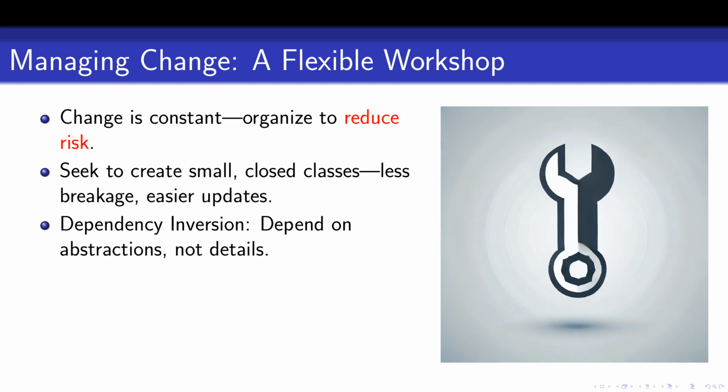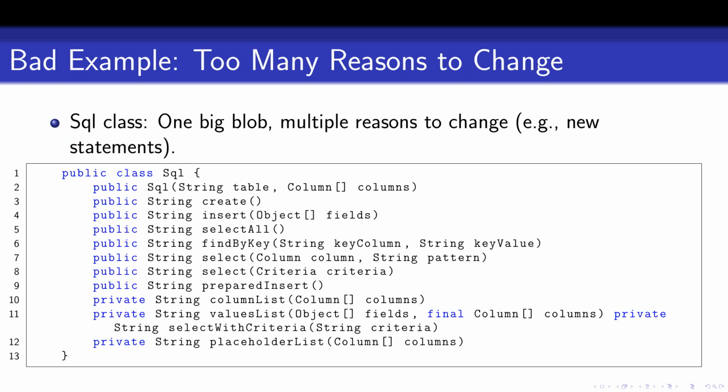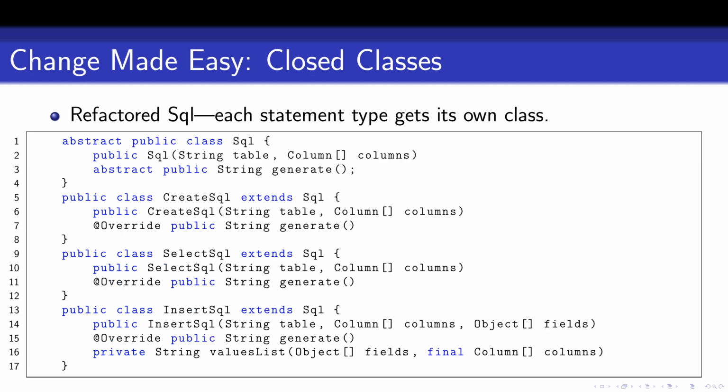Managing change is critical because software evolves constantly. We should seek to refactor large classes into small, closed classes, each handling one task to minimize impact. Use dependency inversion to depend on abstractions, not details, ensuring your codebase stays flexible and resilient to updates. A poorly organized class, like a massive SQL class handling multiple statement types, has too many reasons to change, risking breakage. Here's how we make change easy with closed classes.